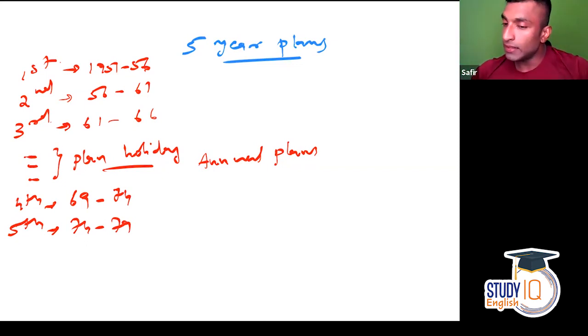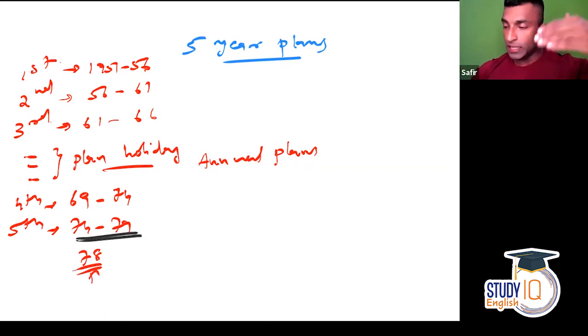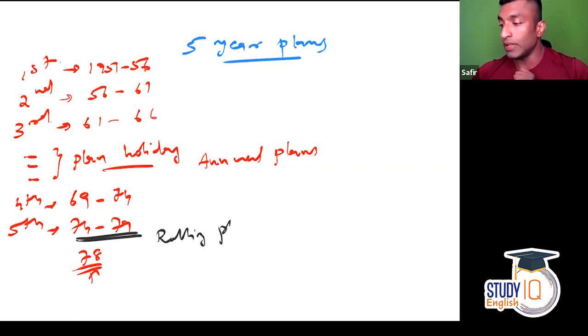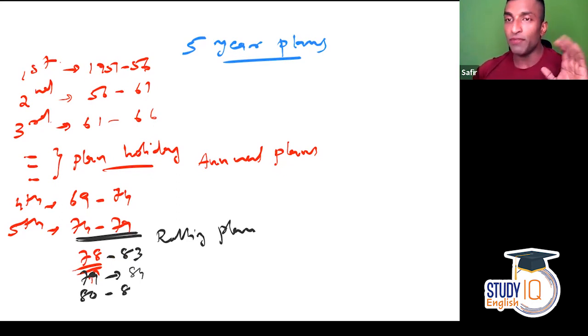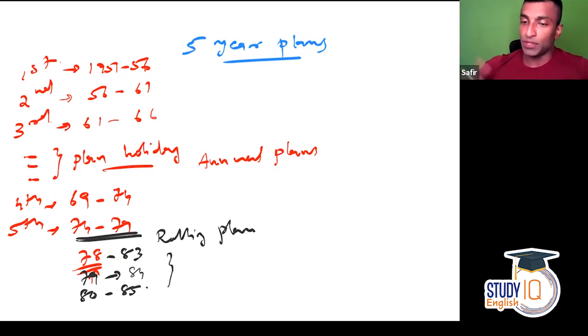They came to power in 78, right? So this plan is supposed to be till 79, but the Janata Party came to power in 78, and then they started a rolling plan. The rolling plan means every year the plan keeps on changing. Like they make a plan for 5 years, like 78 to 83, and then 79 to 84, it will be changed, and then 80 to 85, like this. So we can't give exact numbers.